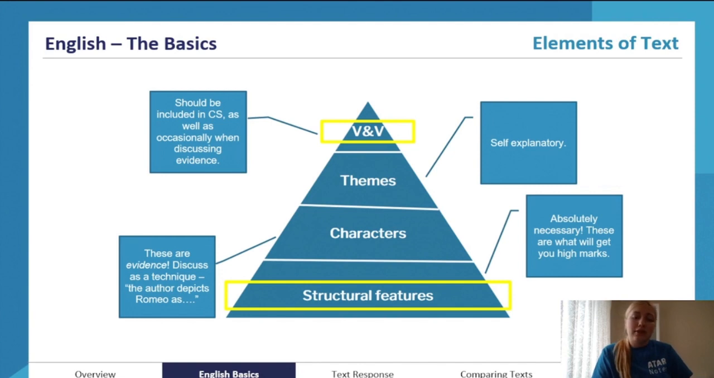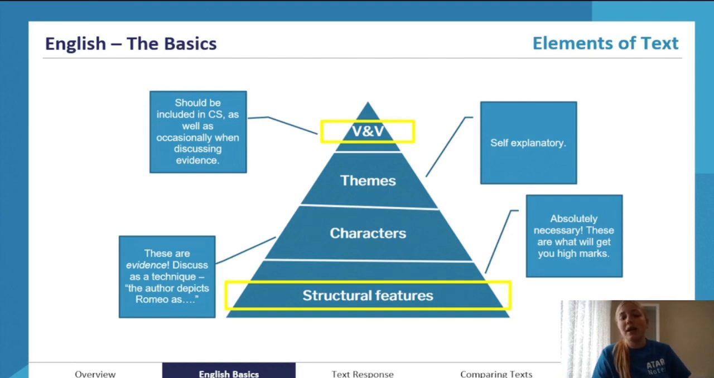So if you don't have a structural features bank for your text yet, now's the time to make one. Look for those simple things like metaphors, symbols, allusions, and depending on the genre of your text as well, look for more specific things. So, for example, film techniques for your films, stage directions, costume for your plays, and have them analyzed and have some evidence ready to put in your essays.